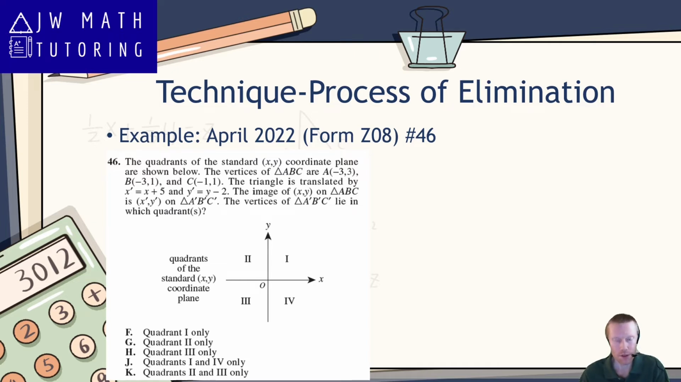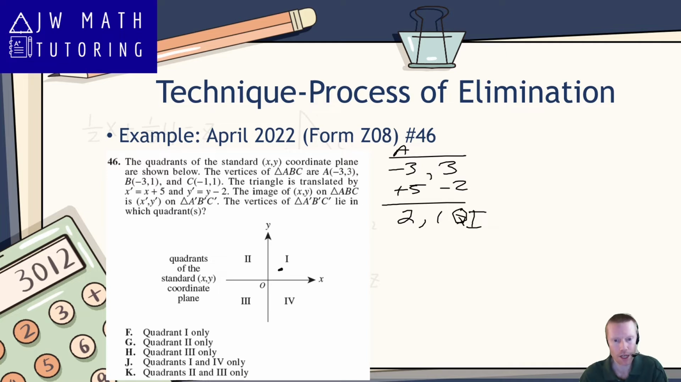Okay, so if you want to start with the first point here, A, negative 3, 3, and the actual work I'm doing here is kind of the traditional method that you would use to solve this, but I'll show you where the process of elimination comes in. So we've got negative 3, comma 3 as our starting point. And then the translation says we're adding 5 to x and we're subtracting 2 from y. Okay, so we do that, we get 2, comma 1. All right, so that's obviously in quadrant 1.